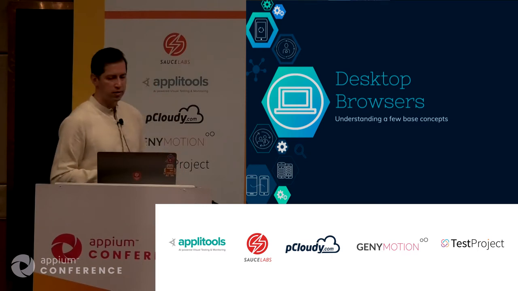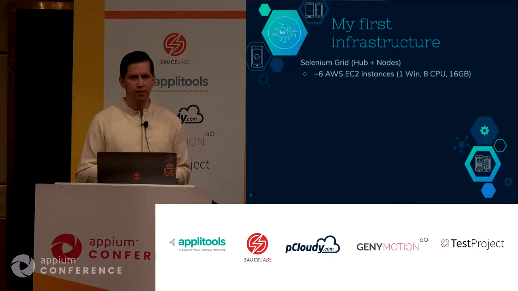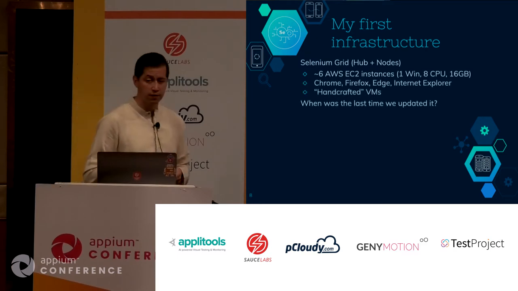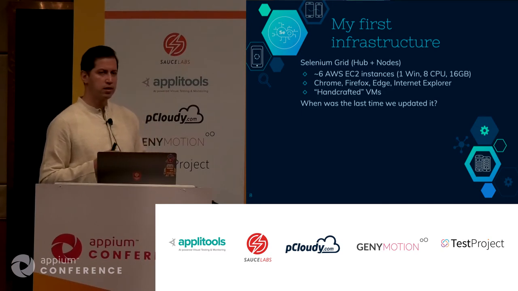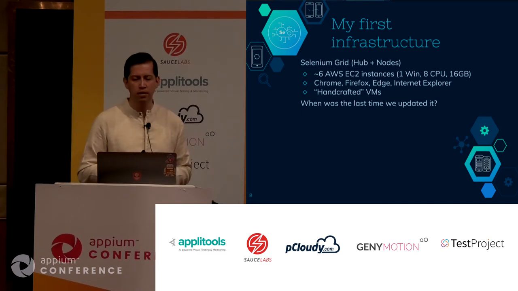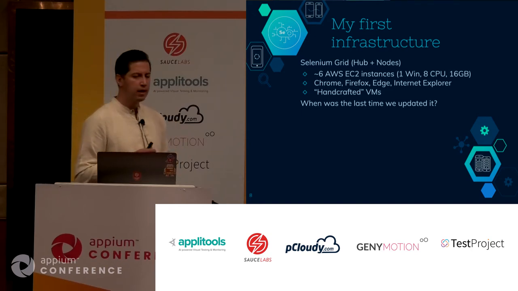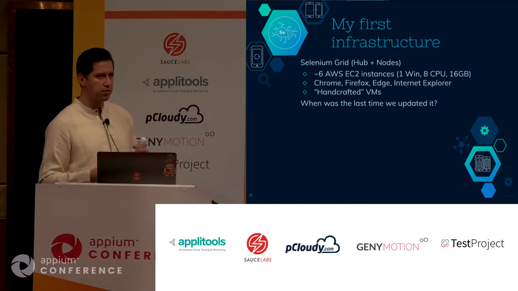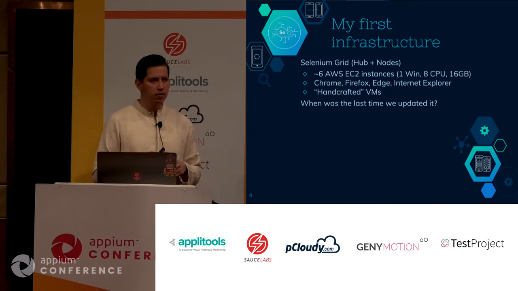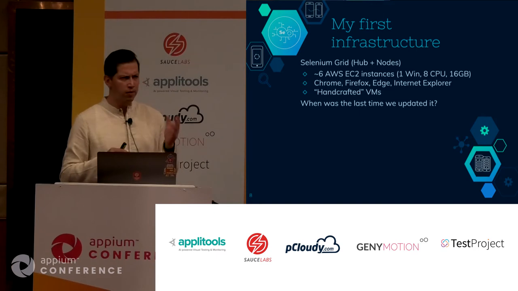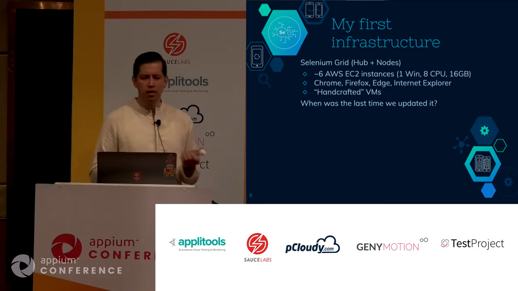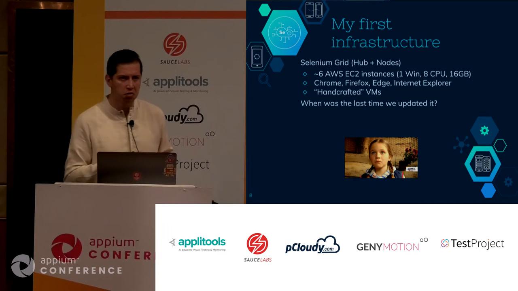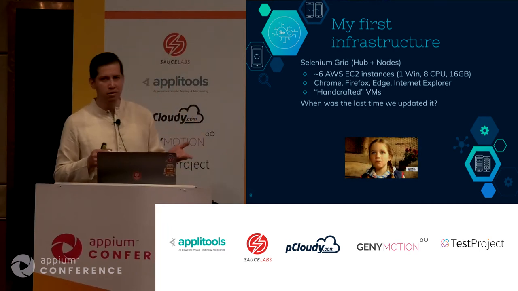Let's start with desktop browsers. My first infrastructure, around early 2015, was a Selenium grid with 6 AWS machines. They were decent, with good capacity. We were testing in 4 browsers. And they were something that I like to call handcrafted VMs. This means that someone went by hand into the VM and installed Java, installed Selenium, configured things by hand, and so on. There was a point where I saw that some tests were failing, and we had very old browser versions. So my question to the team was, do you know when was the last time we updated these machines? And everyone was like, no clue. Like, I just run the tests, and I have no clue what is happening over there.